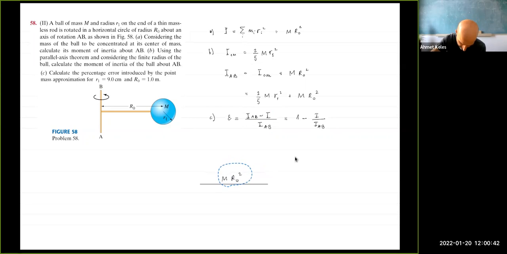Now I think I can get to that. So this is m r naught squared divided by this thing. Copy, paste, cancel m. And I think it is something purely written in terms of radius, like 1 over 2/5 R1 squared over R0 squared plus one. So let's calculate that. This thing turns out to be 0.996. So error is about 0.04%.